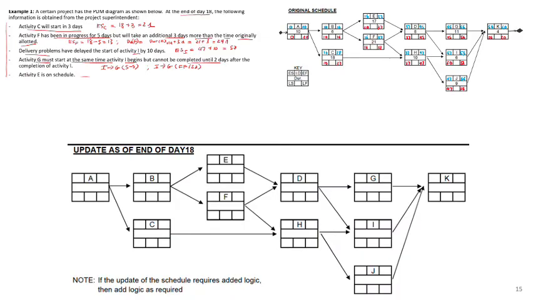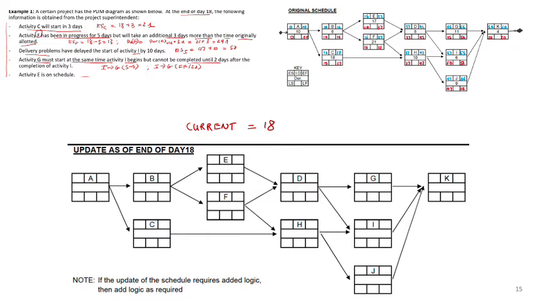Okay, so now let's calculate the network to calculate the new duration of the project. So again, the current date is 18. So this is the day that you evaluate the project after getting all the actual information from the field. So from this information, we got information about C, we got information about F.